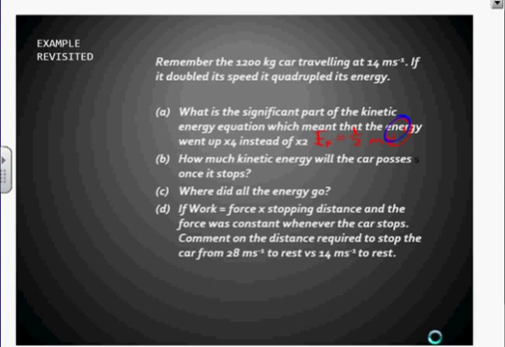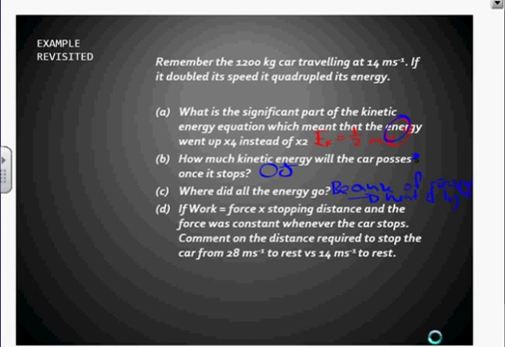How much kinetic energy will the car possess once it stops? Well, 0. We've already just talked about that. 0 joules of kinetic energy. So where did all the energy go? Well, because of conservation of energy, it needs to be kept. You can't actually destroy that energy. I can't destroy all your kinetic energy to 0. It must go somewhere else. So it must go to heat and light.